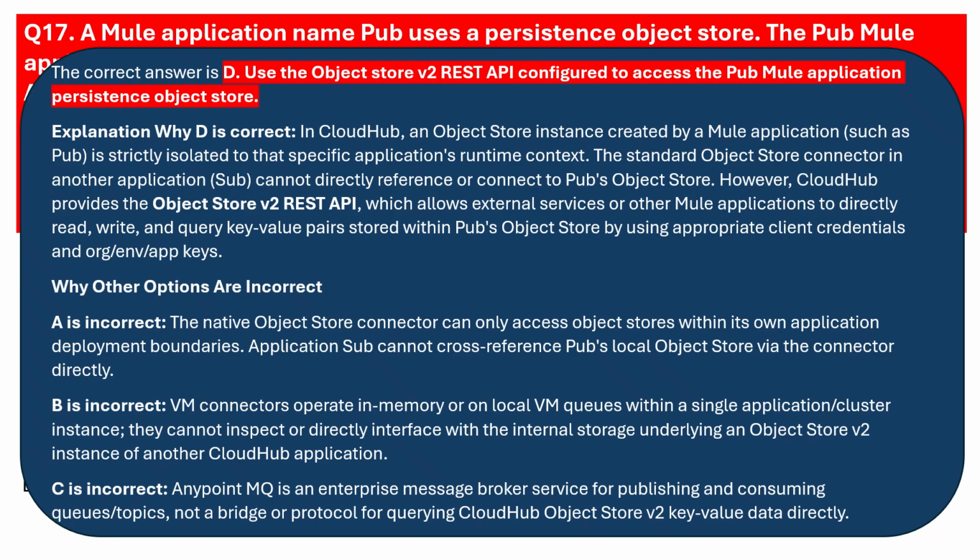B is incorrect. VM connectors operate in memory or on local VM queues within a single application/cluster instance. They cannot inspect or directly interface with the internal storage underlying an Object Store v2 instance of another CloudHub application. C is incorrect. Anypoint MQ is an enterprise message broker service for publishing and consuming queues/topics, not a bridge or protocol for querying CloudHub Object Store v2 key value data directly.